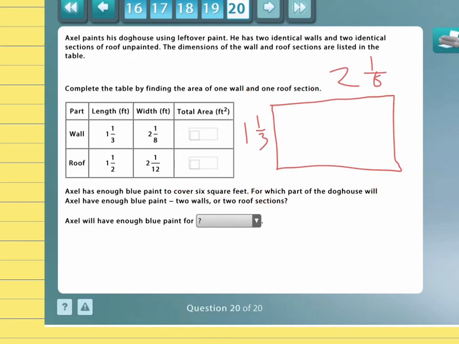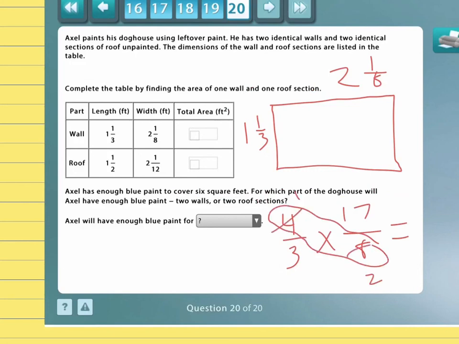So let's start off with a wall. It's 2 1/8 by 1 1/3. So let's use the improper fraction method. 1 1/3 is 4/3, and then 2 1/8 will be 17/8. So let's find out the area for this wall. I can simplify it this way. Divide by 4 and divide by 4. So I end up with 17/6, which is going to simplify to 2 5/6.